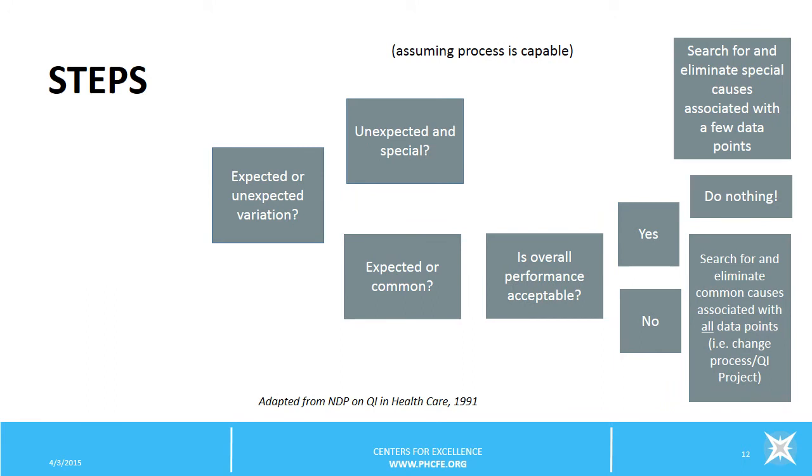The first question to ask is whether the variation you're seeing is expected or unexpected. If the variation you see is unexpected and special, meaning not an everyday part of your process, then the action to take is to search for and eliminate special causes associated with those few data points. You don't change the process.